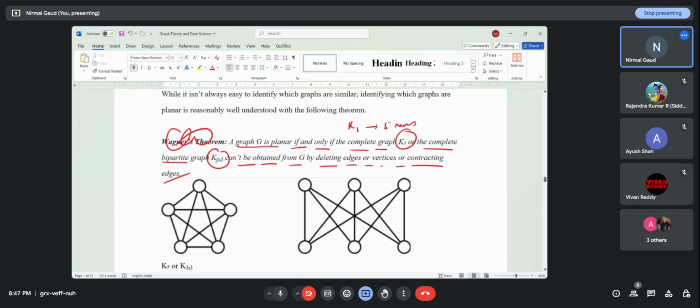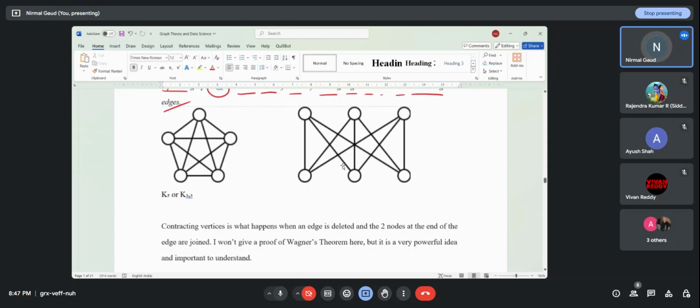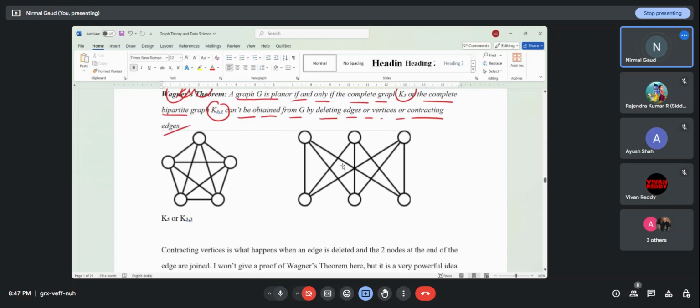Bipartite, okay. That means the complete graph K5 or the complete bipartite graph K33 can't be obtained from G by deleting an edge or vertices. If you delete any edge or if you delete any vertices. So see, this is K5. That means 5 vertices have to be there. So in 5 vertices, we are making K33. Here you can understand. This is K33.